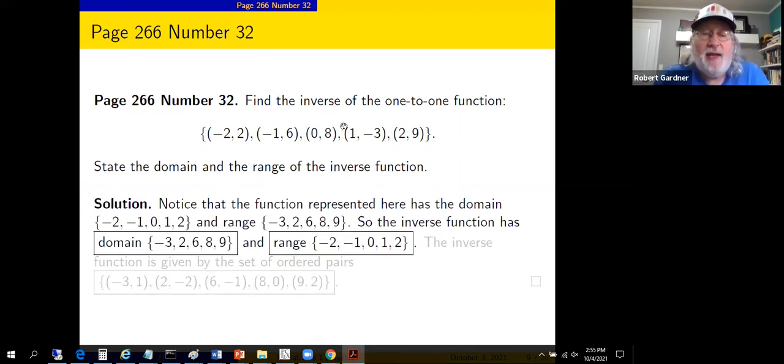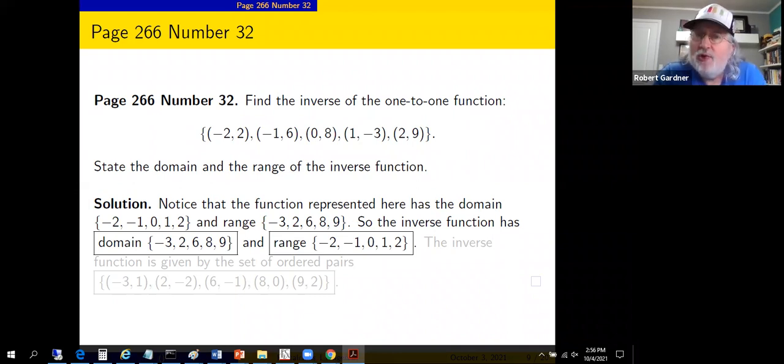The given function has as its domain the x values, the input values, the first element in the ordered pair. So that would be -2, -1, 0, 1, and 2. There's the domain of the function, listing them in increasing order. The range would be the output values, the second coordinate, 2, 6, 8, -3, 9, or listing those in increasing order, -3, 2, 6, 8, 9. So they're all there. So that's the domain and range, respectively, of the given function.